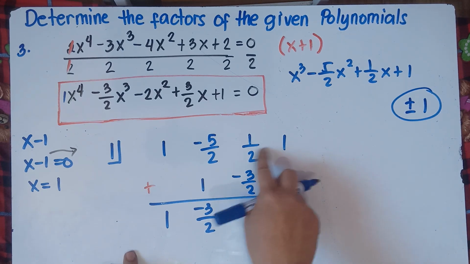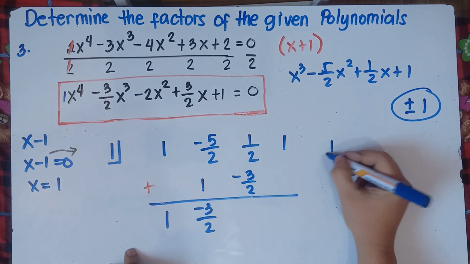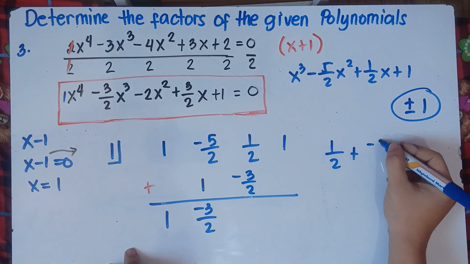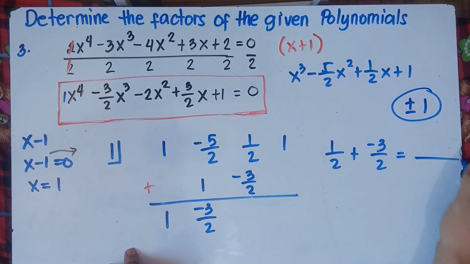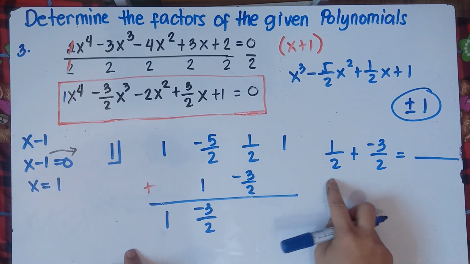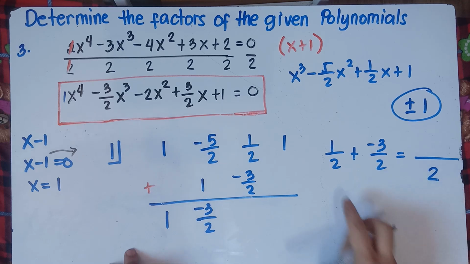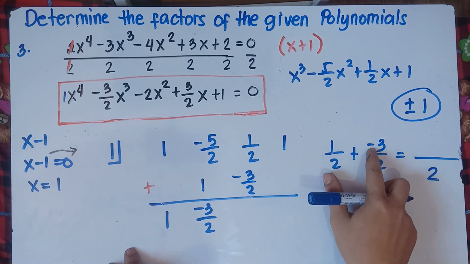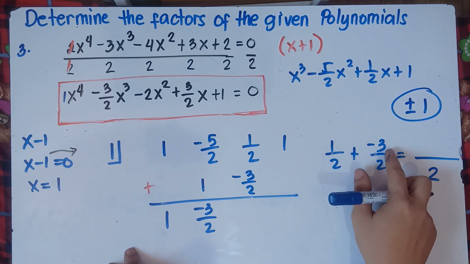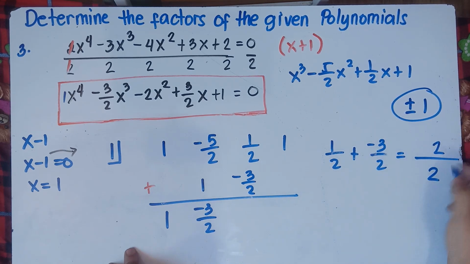Then you combine 1/2 plus negative 3 over 2. Copy the denominator, which is 2. Then 1 plus negative 3. If the signs are not the same, you subtract. 3 minus 1 is 2. Then you copy the sign of the larger number, so negative 2.